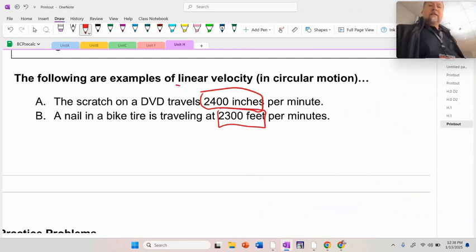Why is this linear velocity? It's in terms of inches and feet per time. A distance that makes sense to me.